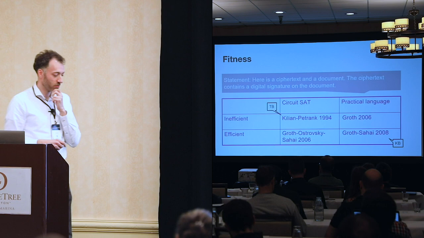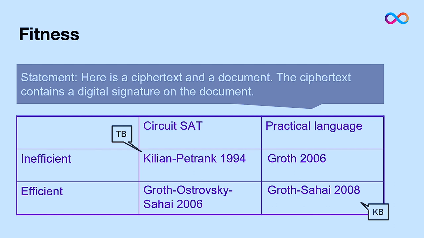So just to illustrate the step that we've taken here, I like to think about a simple statement of something you might prove in some kind of construction. Here's a ciphertext, and I have a document. I'm claiming that the ciphertext has a digital signature on that document, right? And you could imagine using some pairing-based digital signature for this.